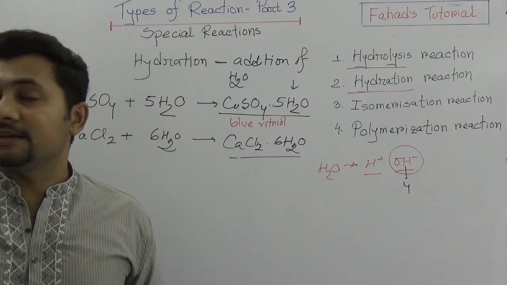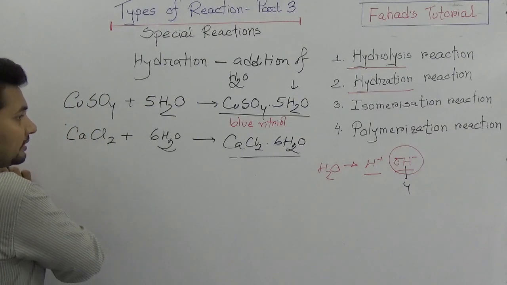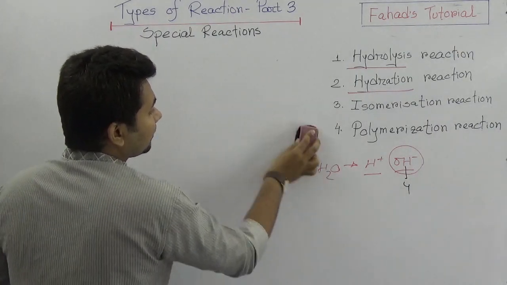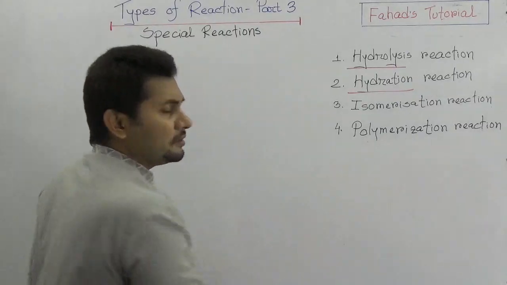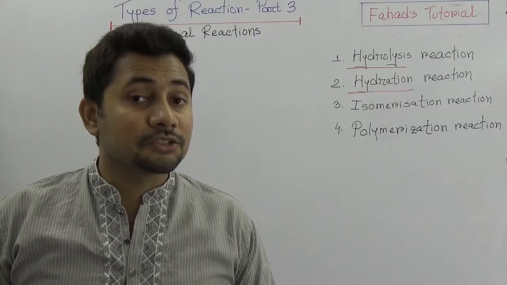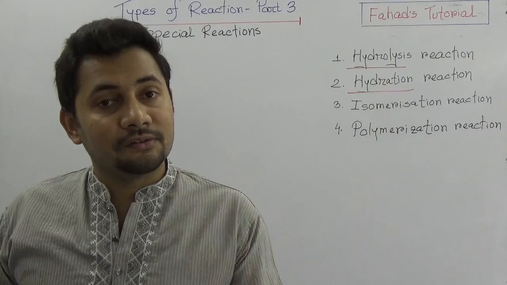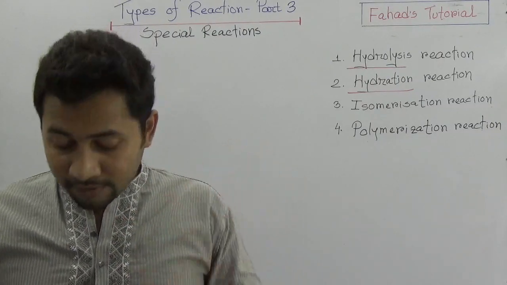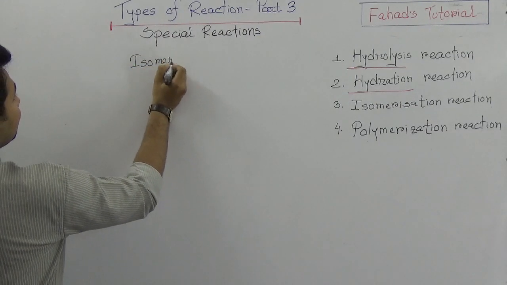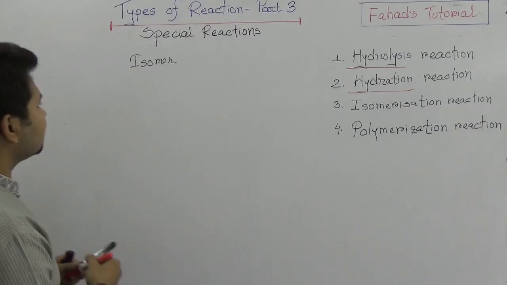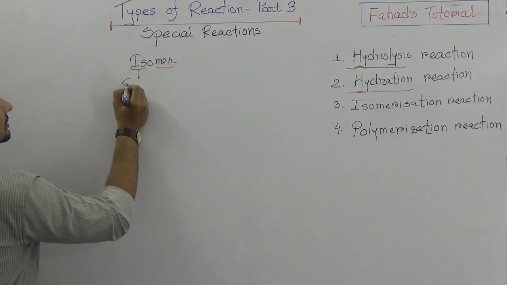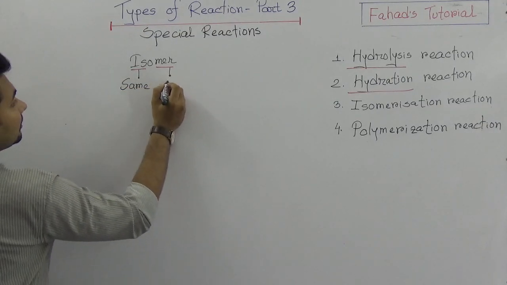Now think about isomerization. To explain it, I'm just removing this. To explain the isomerization reaction, we need to know what an isomer is. You have probably heard about isotope, isobar, and isotone. In those, you know that iso means same. Now, as we think about isomer, if we separate the two parts of the word, iso and mer, iso means same and mer means molecule.